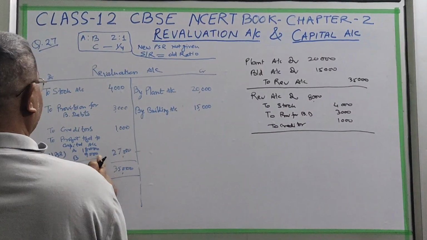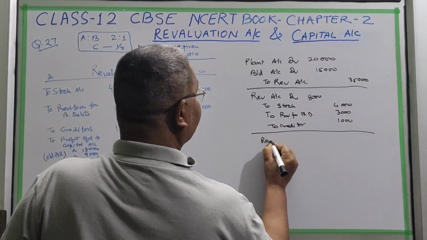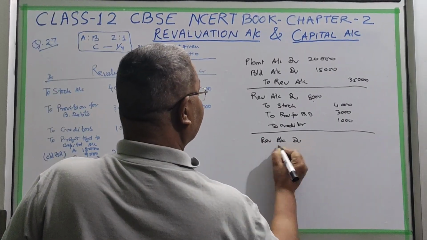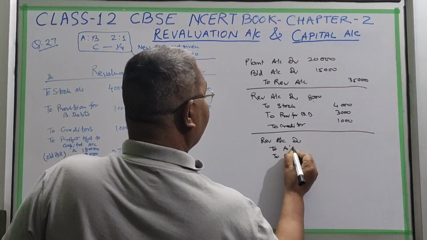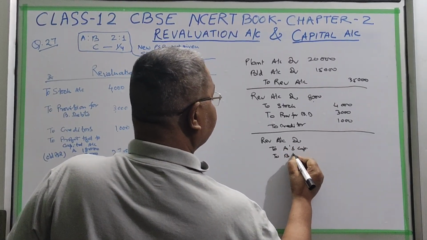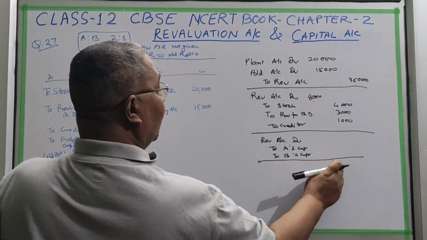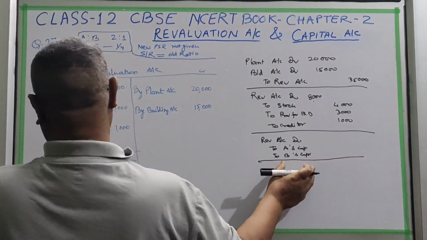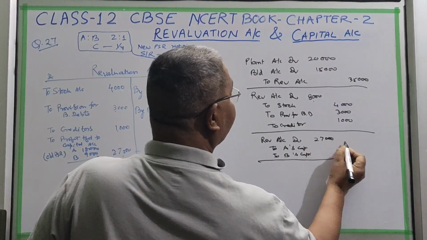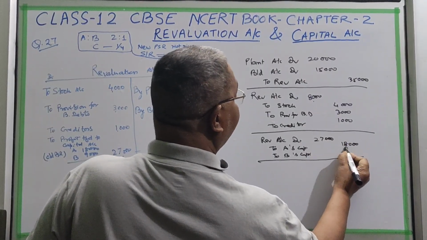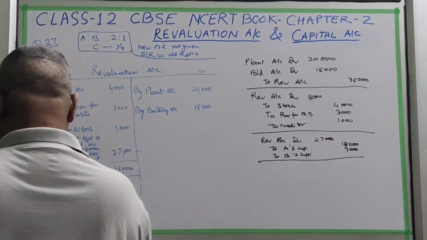And one entry will be for distribution of this profit. So revaluation account debit to A's capital, to B's capital account, for distribution of profit in old PSR. You have to write the narration also. In old PSR, so 27,000, 18,000 and 9,000. Okay, so this side is over.